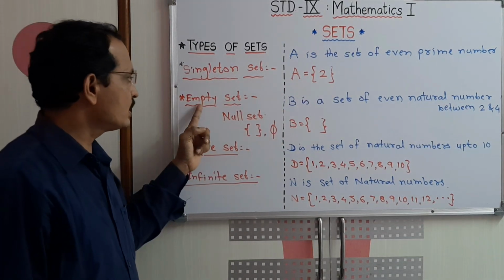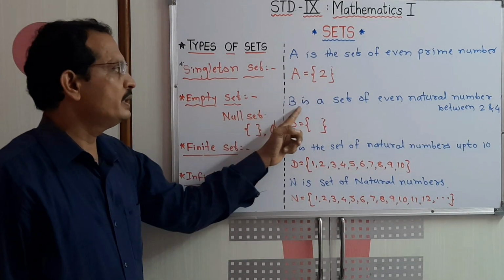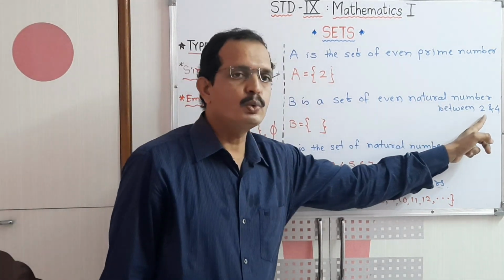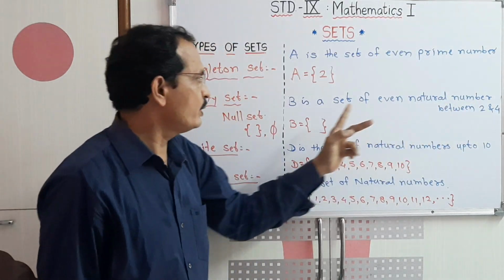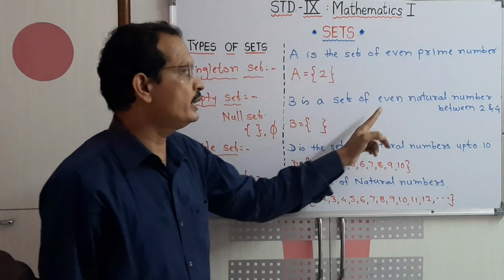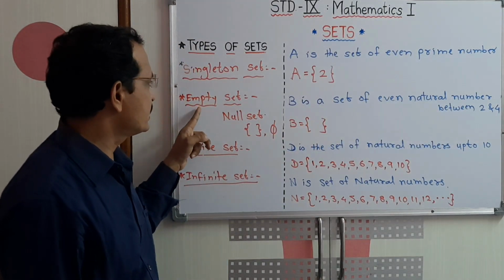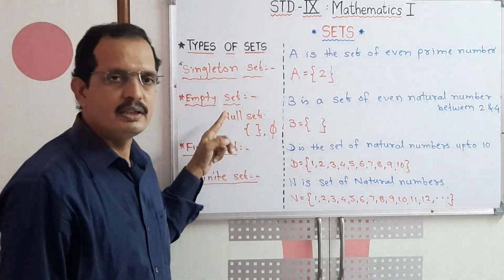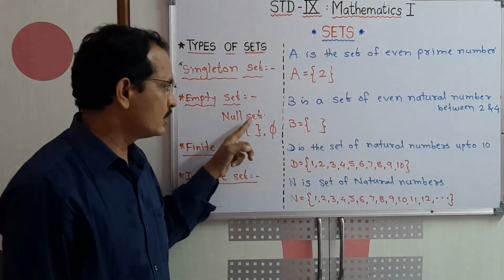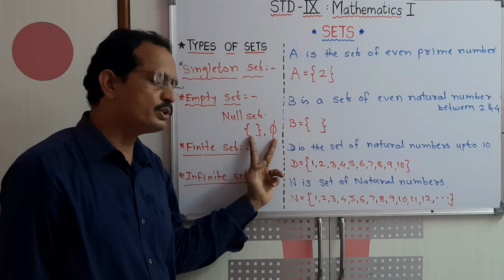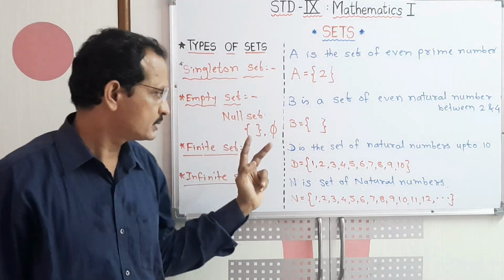We see another type of set. B is a set of even natural numbers between 2 and 4. Between 2 and 4, there is no even natural number. Therefore, such a set is called an empty set. This set is also known as a null set, and to denote this type of set, we use two types of symbols.